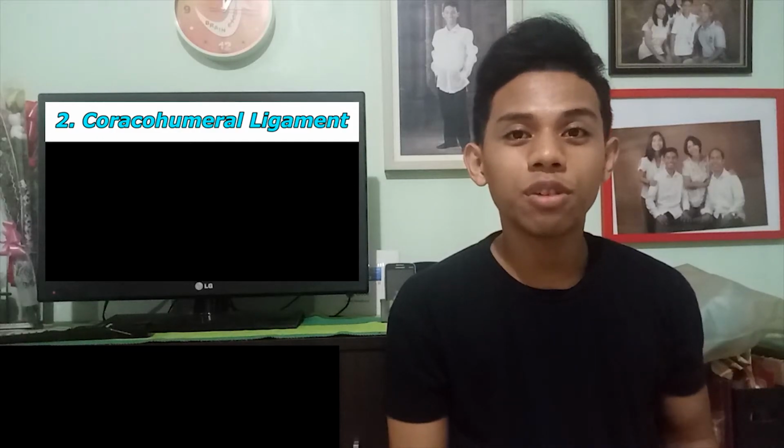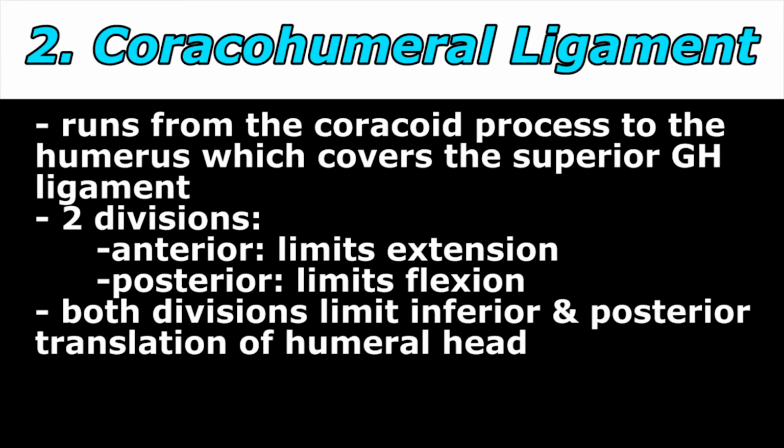The second ligament of the shoulder is the coracohumeral ligament. This ligament runs from the coracoid process of the scapula, which covers the superior glenohumeral ligament, and it is divided into 2, the anterior and posterior portion. The anterior limits extension while the posterior limits flexion. But take note, both limit inferior and posterior translation of the humeral head.